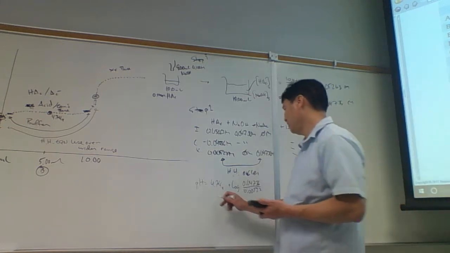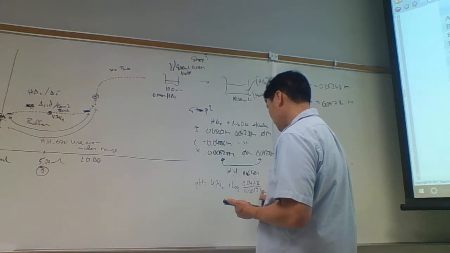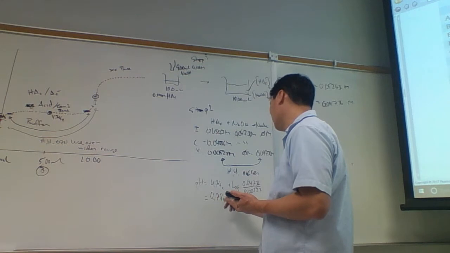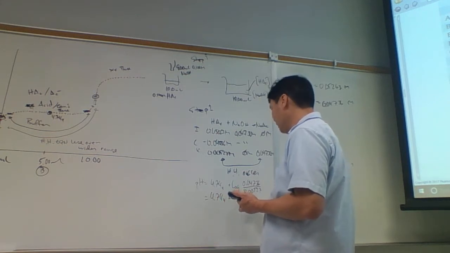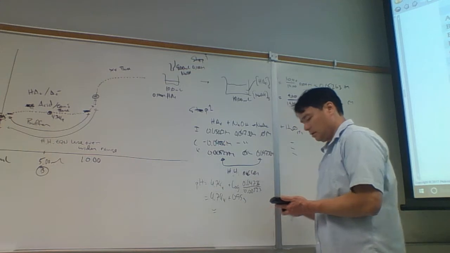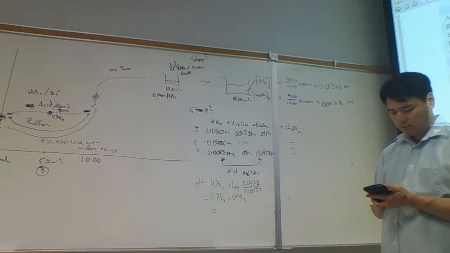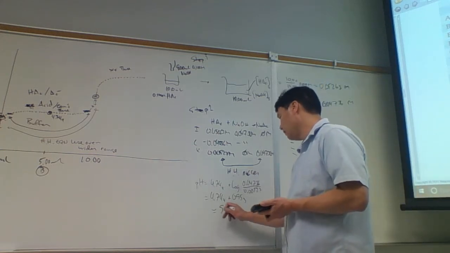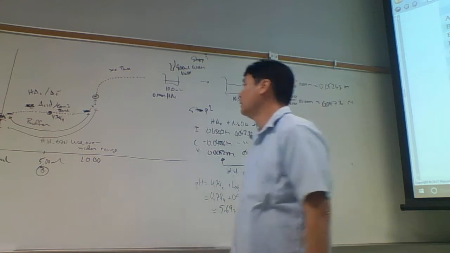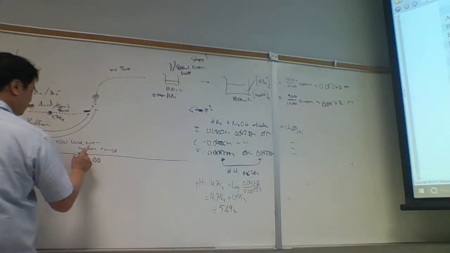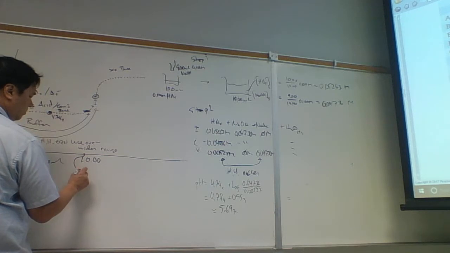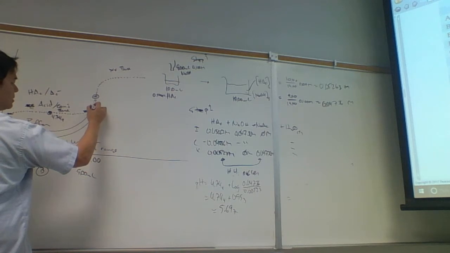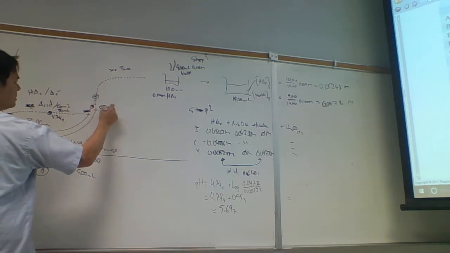Minus 0.95. No, plus 0.95. So this is 4.744 plus 0.953, which gives us 5.697. And so the pH at 9 milliliters here will be 5.697.